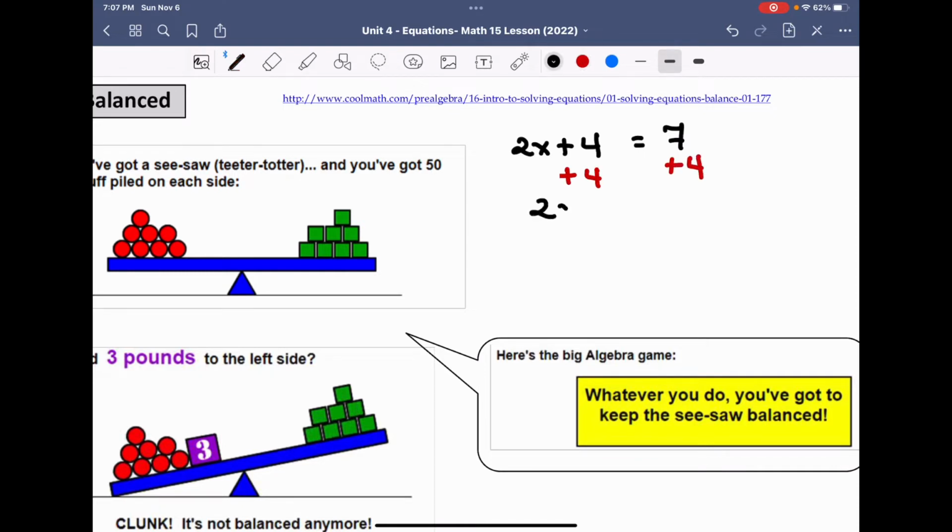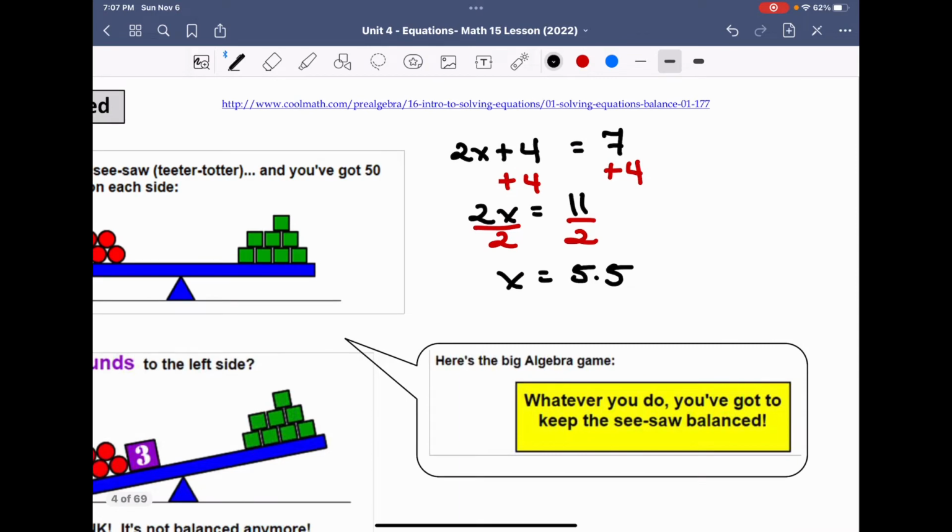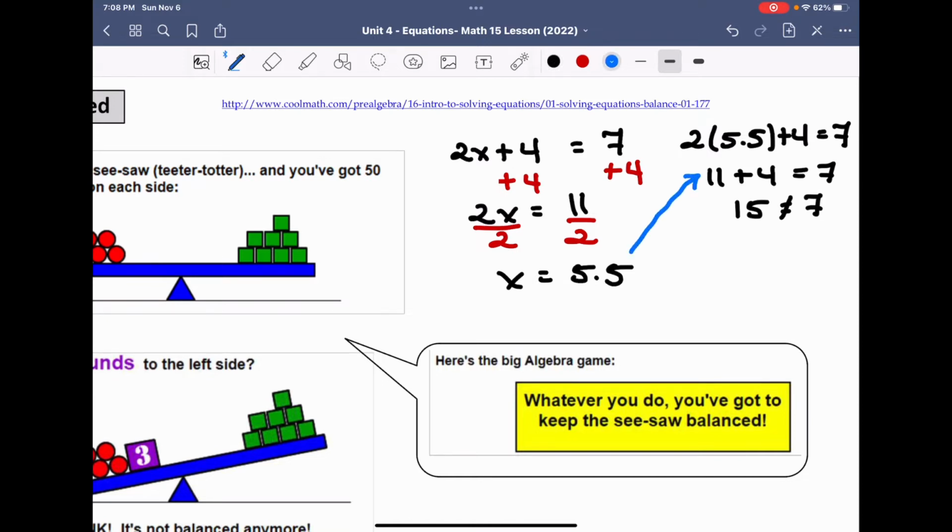Well, then I'd be left with 2x is equal to 11, and then let's say I correctly divide both sides by 2, and this becomes x is equal to 5.5. Well, we would know this is wrong because I could go back into the original statement and plug this in. If I verify this, I would have 2 times 5.5 plus 4, this should equal 7. Well, 2 times 5.5 is actually 11, plus 4 is 15, which does not equal 7. So we know when we verify our solution, it says that it's not true. Why is it not true? Because we did something that threw off the equality here.